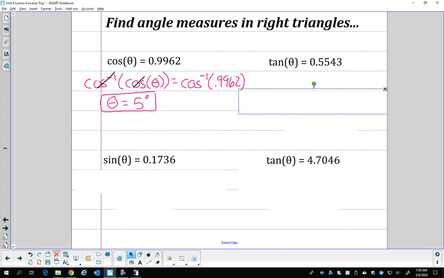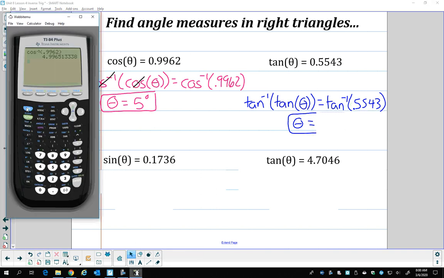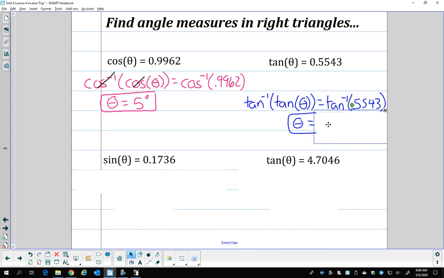And so we can do the same thing here for this tangent. I have a tangent inverse, and so I'll do the tangent inverse of both sides. And on the left side, that's going to leave me with that angle I'm looking for, theta. So let's actually do the tangent inverse. Second tan, 0.5543, and I get close to 29 degrees.